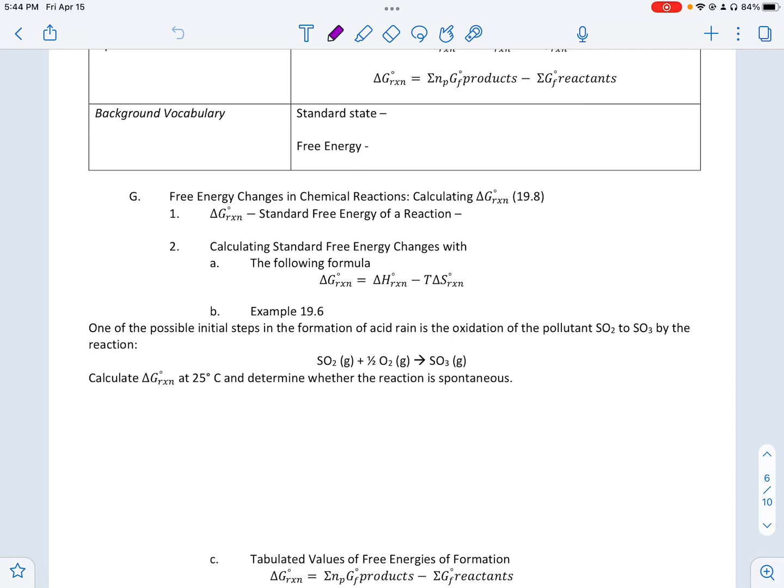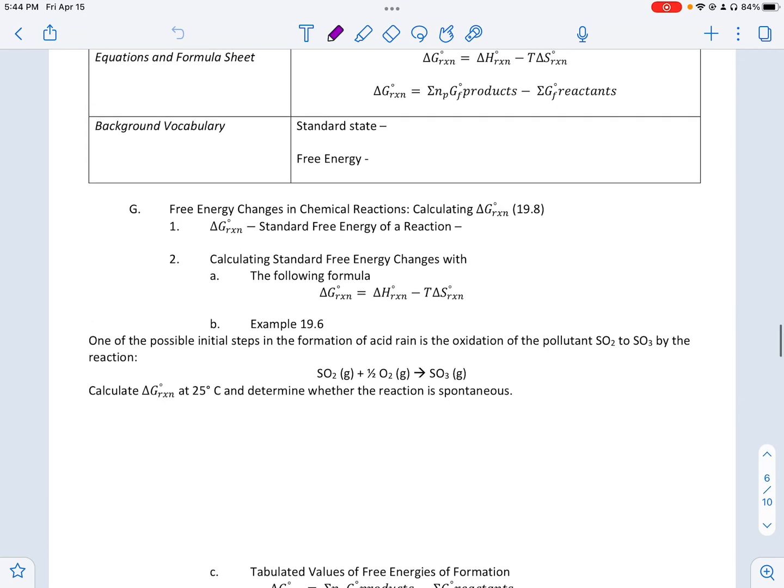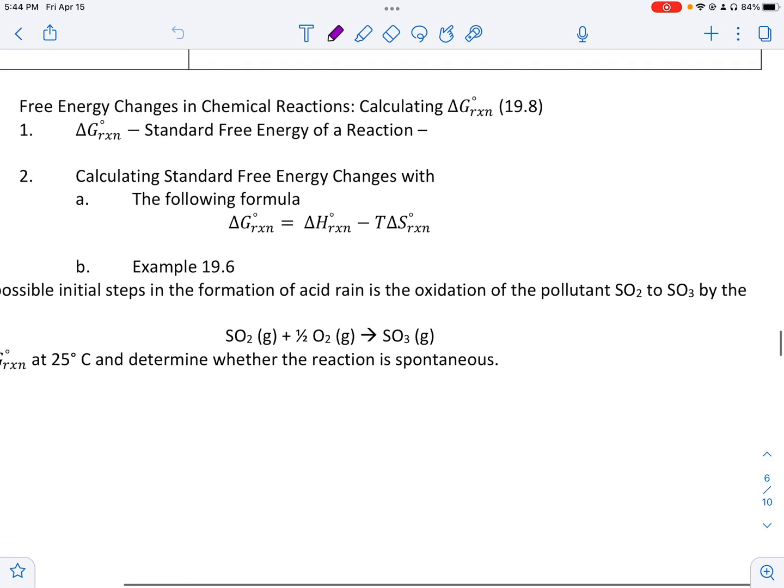So basically we're going to be calculating delta G naught. There's a couple of things that we can do here, but what we are doing first is defining. Delta G naught of reaction is the standard free energy of a reaction at the standard state. Really pretty simple, pretty straightforward.